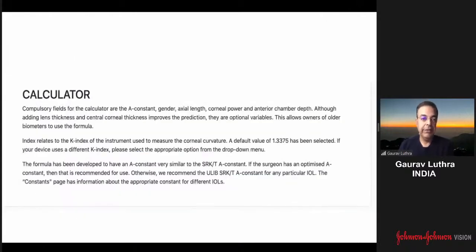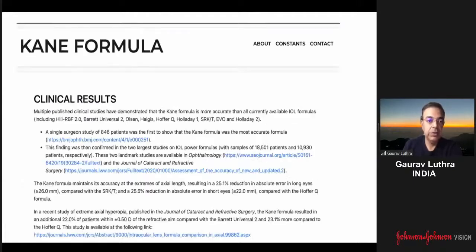And it has the fields of the A constant, the gender, the axial length, corneal power. As we were talking about gender, this one includes gender, and the anterior chamber depth, and you can add the lens thickness and the central corneal thickness, which will improve the prediction, but it's not compulsory. So this again has been a formula in evolution, and many people find that the Kane formula is supposed to be very good.